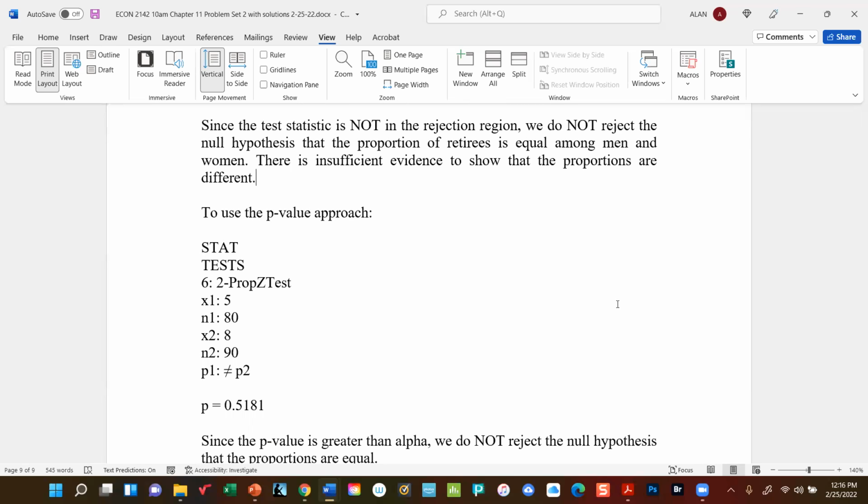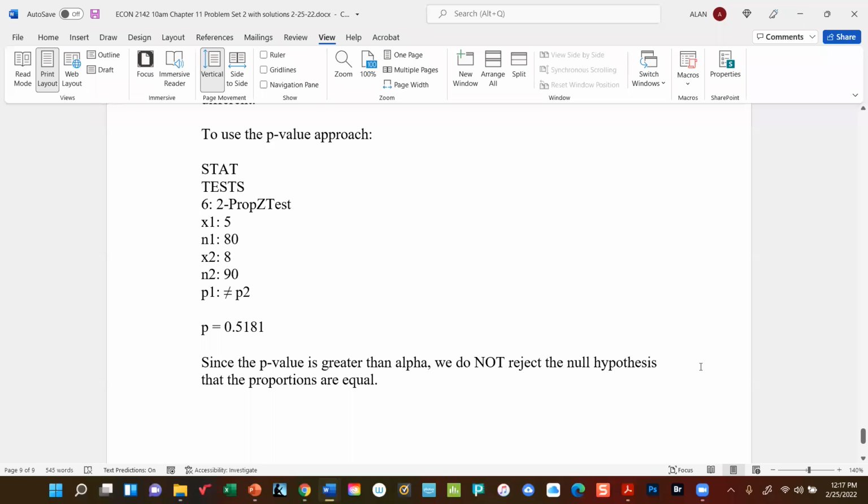And boy, that's a big p-value. And so because it's so big, we do not reject the null. And that's it. So we're done.